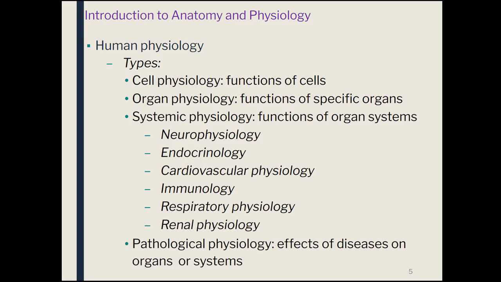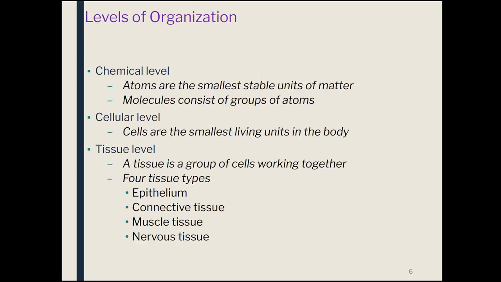Endocrinology is the study of hormones. You'll see this more in anatomy and physiology two. Cardiovascular physiology, neurophysiology, immunology, respiratory physiology. Renal means kidney. How are these organs working together to create this systemic physiology and working as a team? And then, of course, we have pathological physiology, which is going to be the study of diseases on these different organs or systems and the effects of the diseases on these organs or systems.